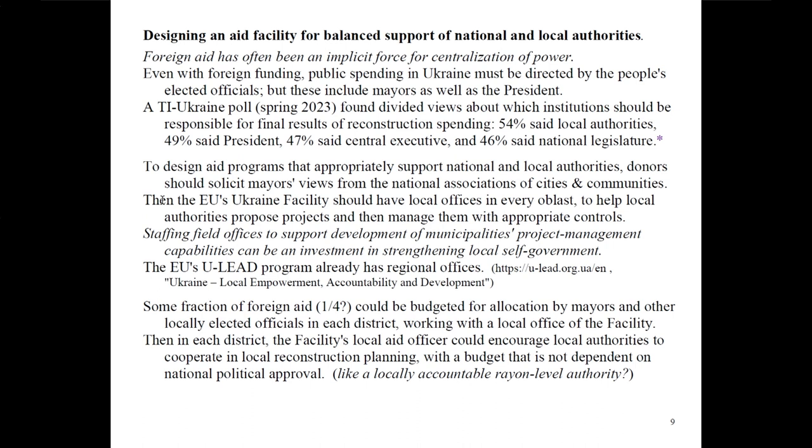To design aid programs that appropriately support national and local authorities, donors should talk not just to the national government, but also to the local governments. They should solicit mayors' views. There are three associations of the Ukrainian cities, the Association of Ukrainian Cities, the National Association of Ukrainian Hromadas, and these associations have leadership. People who are planning the EU facility can get a good start on finding out what they think.